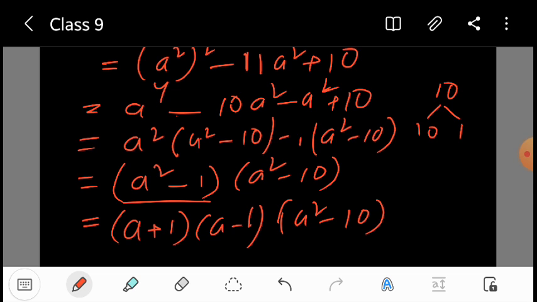So this is the way we can solve this kind of factorization. In the next session we will talk about some more problems with this, and that will be the end of this chapter. Okay, so that's all for today. We'll see you in the next session.